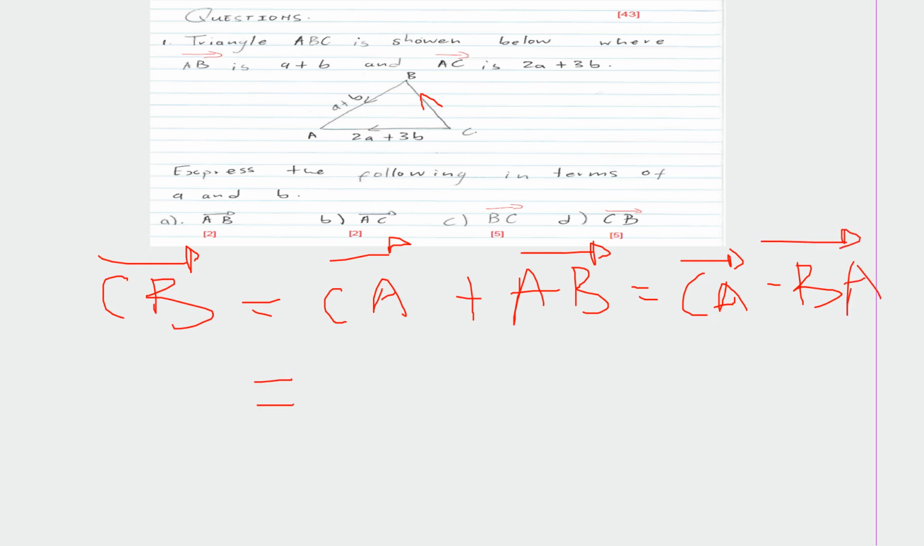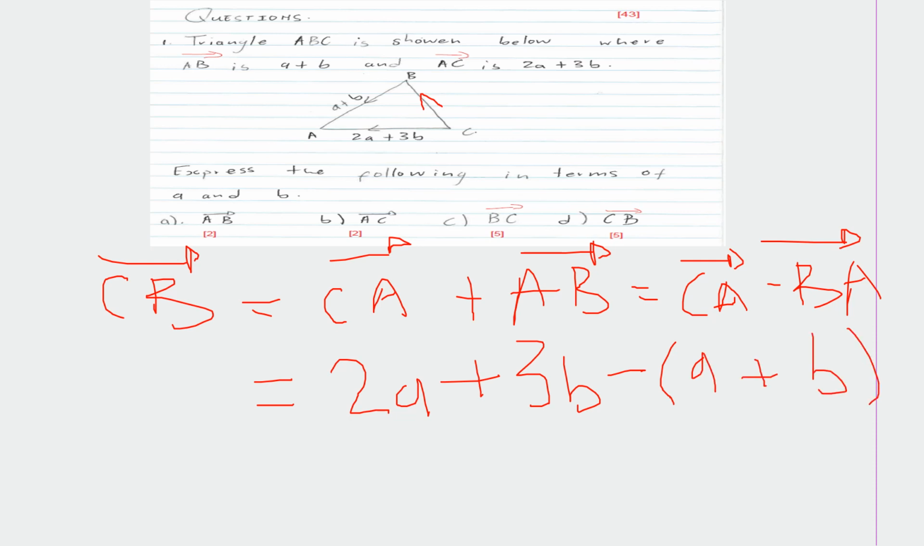And then we substitute the values. The value of CA is going to be 2A plus 3B minus the value of BA, which is going to be A plus B. And then now when you say 2A minus A, you're going to have A. Then now you're going to say 3B minus B, you're going to have 2B. And that will be the final answer.